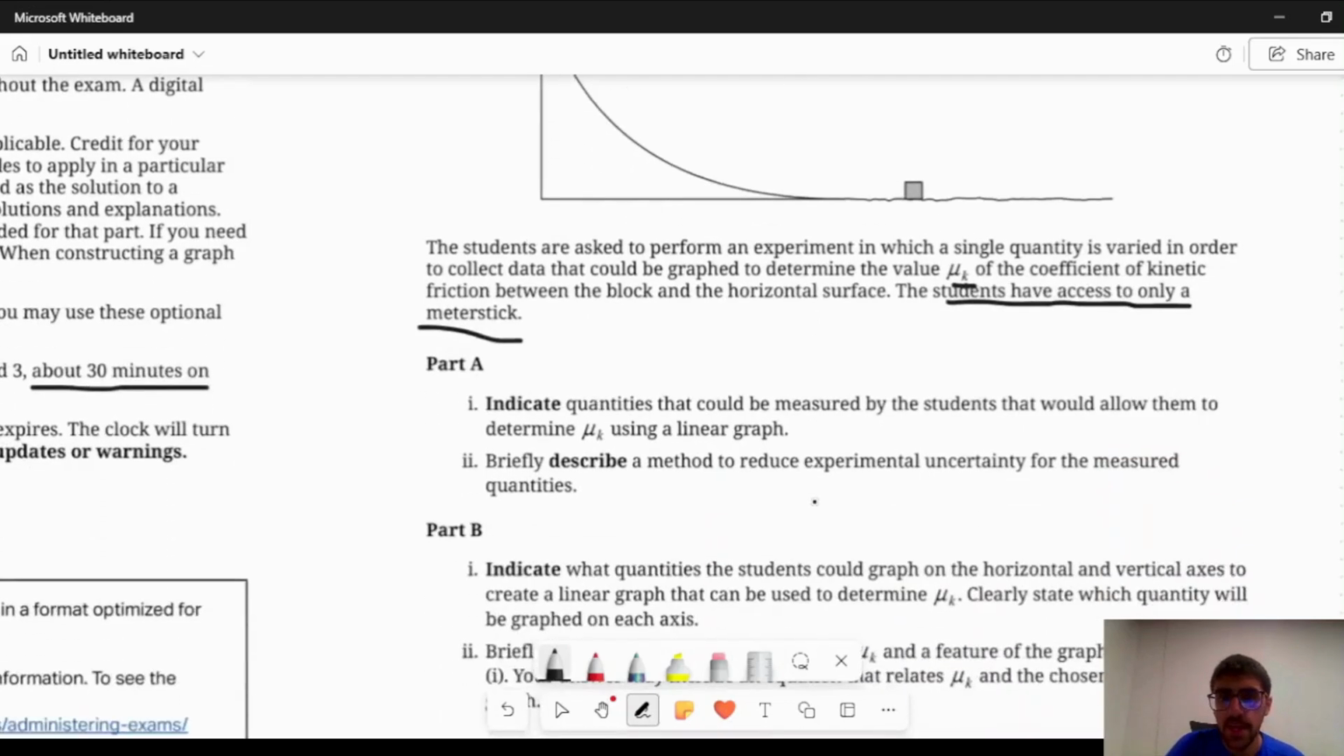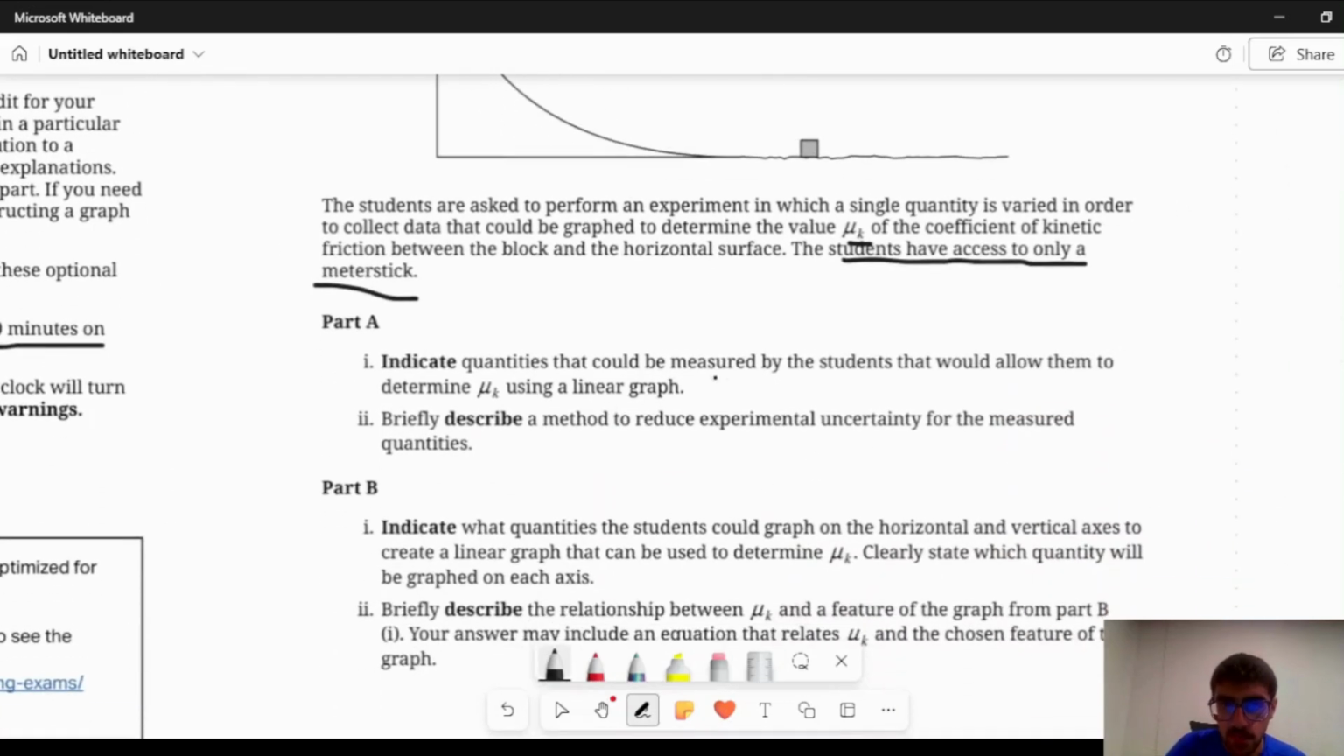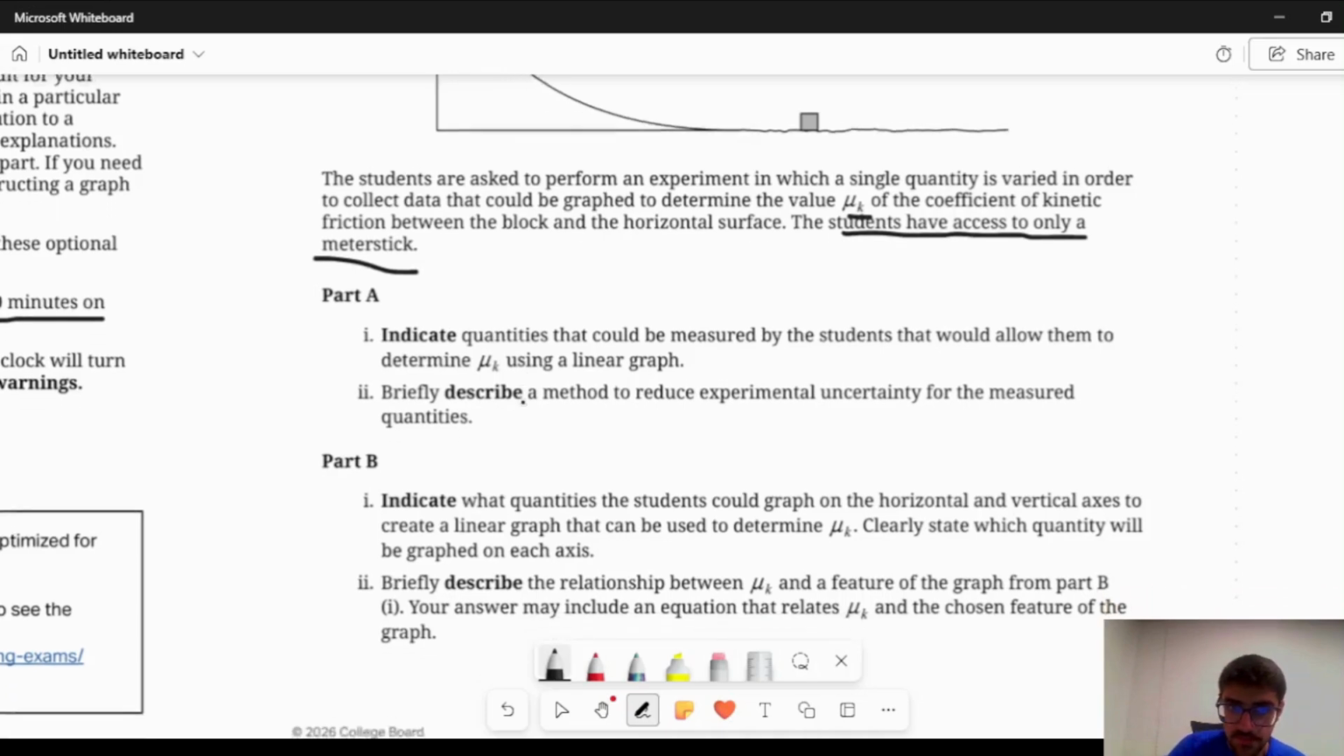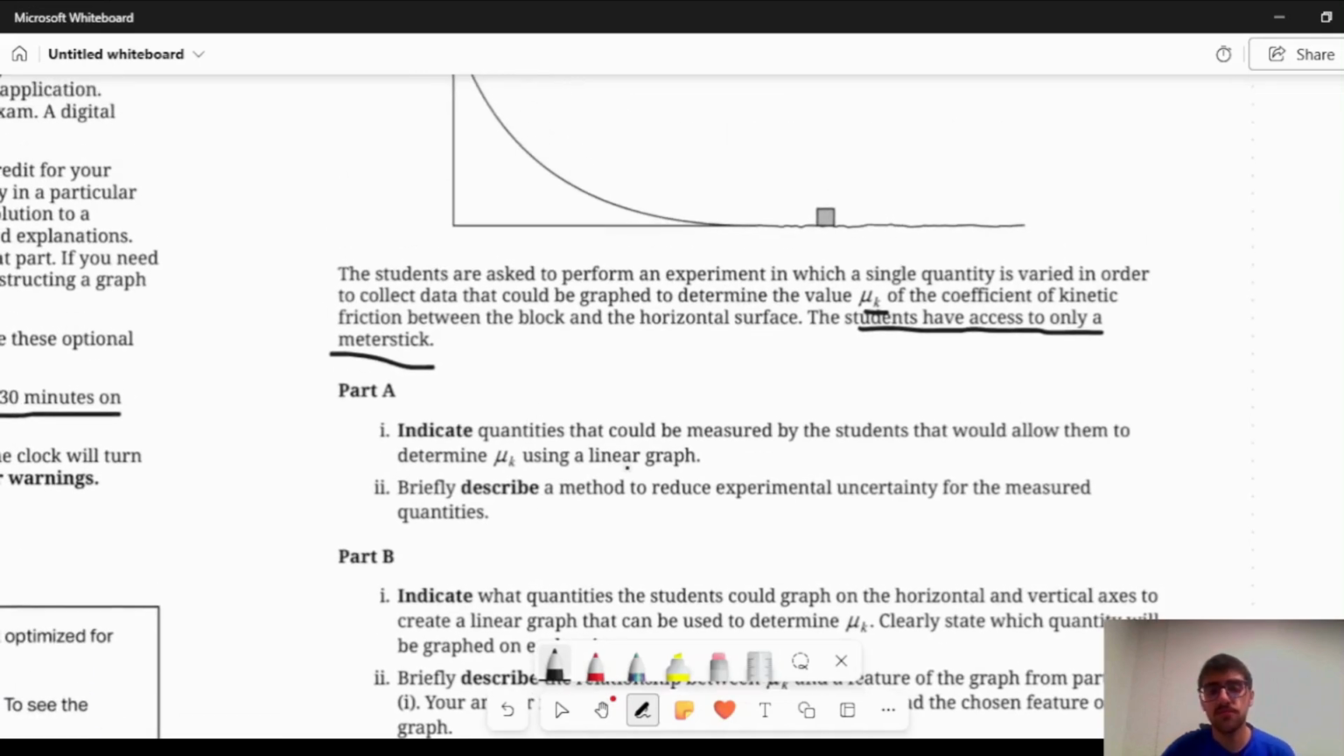Part A asks us to indicate quantities that could be measured by the students that would allow them to determine mu k using a linear graph. So what should they measure and how should they use it? And describe a method to reduce experimental uncertainty for the measured quantities.